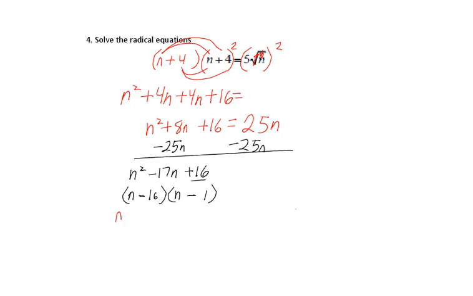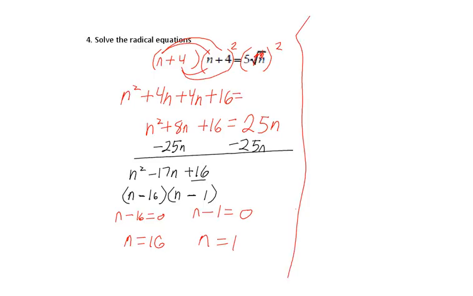Okay. So n minus 16 equals 0 means n equals 16. And n minus 1 equals 0 means n equals 1.